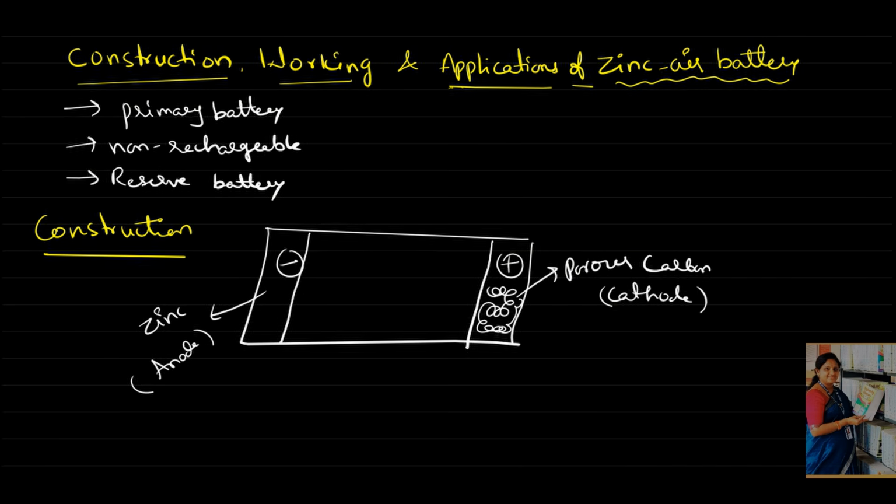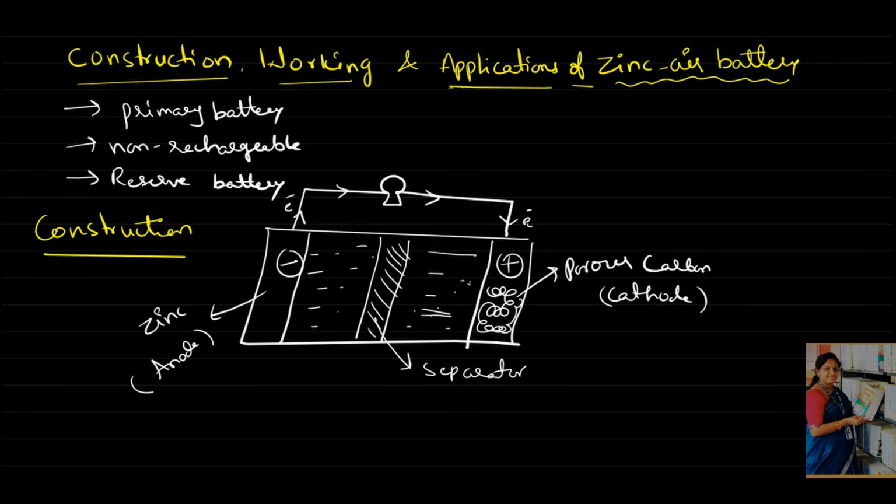So anode is denoted by minus, cathode is denoted by plus. And these two electrodes are connected through an external circuit. Here electrons will move from anode to cathode. And now inside the battery, these two electrodes are separated by a porous membrane or polymer membrane called separator.